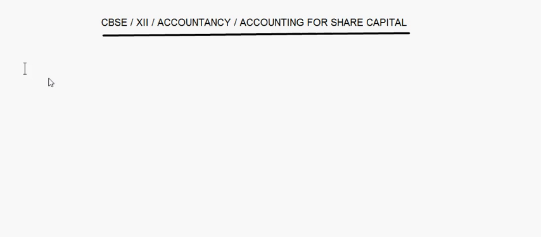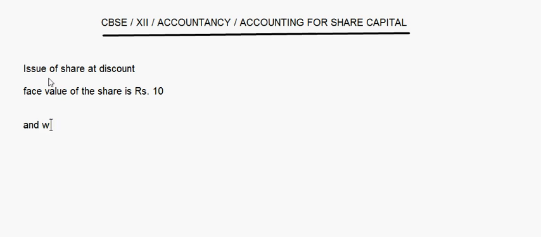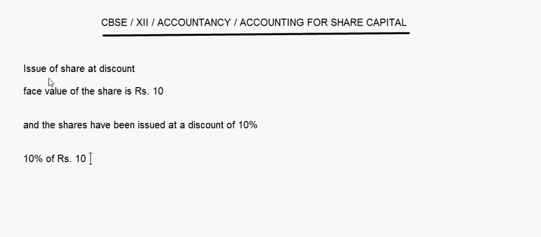Let's take up accounting for share capital, and the topic I'll take up today is issue of shares at discount. Issue of shares at a discount. Supposing the face value of the share is rupees 10, and we have been given that the shares have been issued at a discount of rupee 1 or maybe 10%, right? Now 10% means 10% of rupees 10, that is 10% of 10 is 1 rupee, right? So now the shares have been issued at rupees 9, that is at a discount of rupee 1.